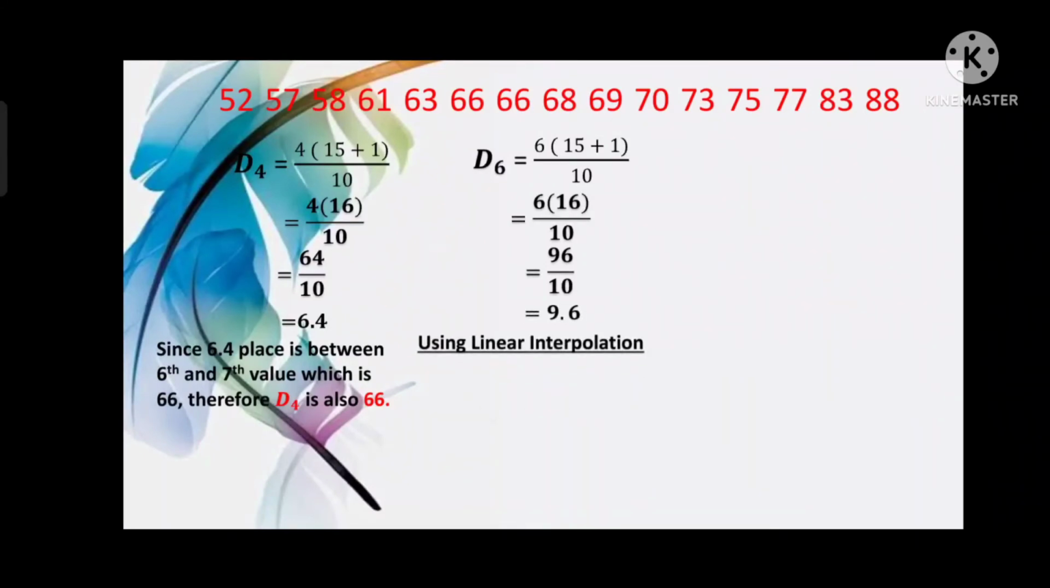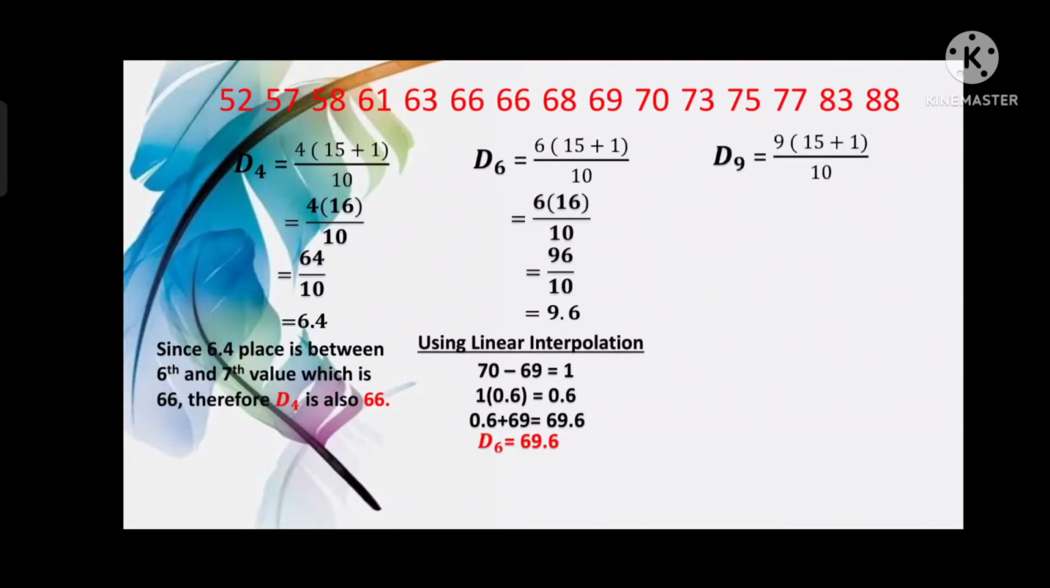Using linear interpolation, 70 minus 69 is equal to 1. And let us multiply it from the decimal point. So we have the final answer, which is 69.6. So we have our decile 6.